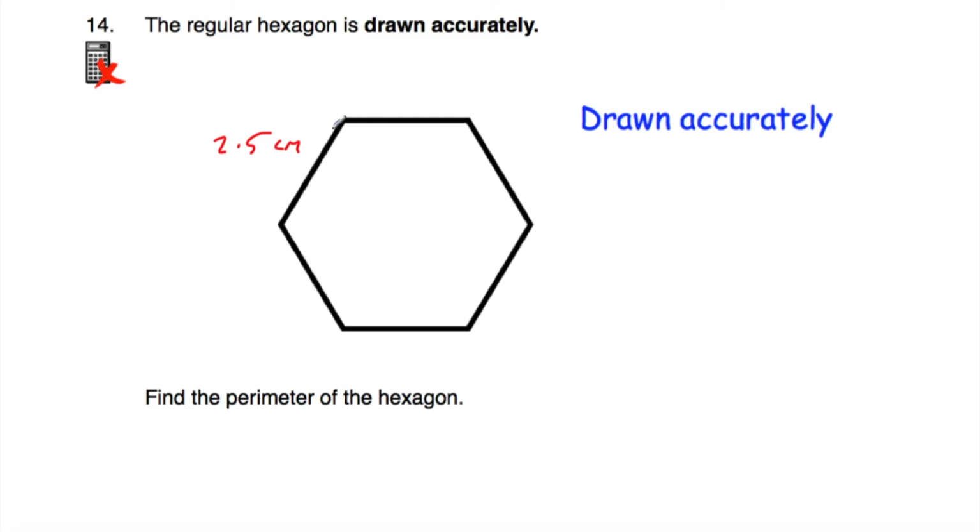So I've measured the length of this side to be 2.5 centimetres. That means the length of the top is 2.5, the length of this side is 2.5, this side's 2.5, and so on.